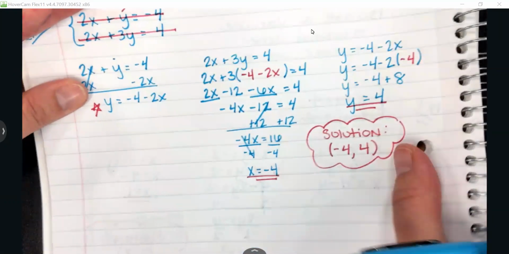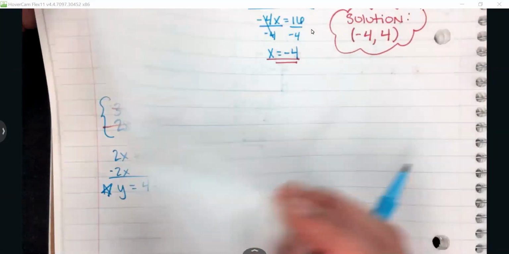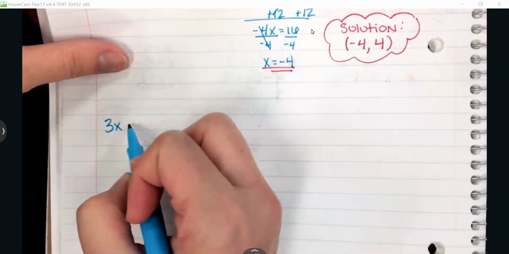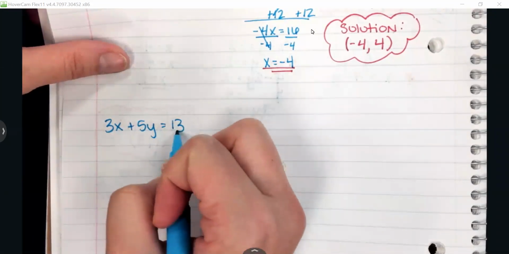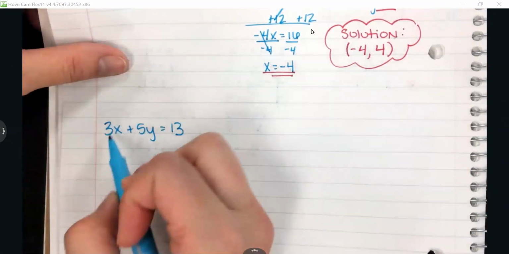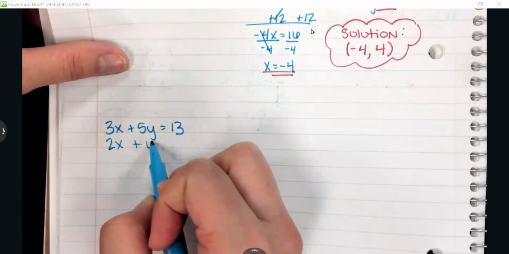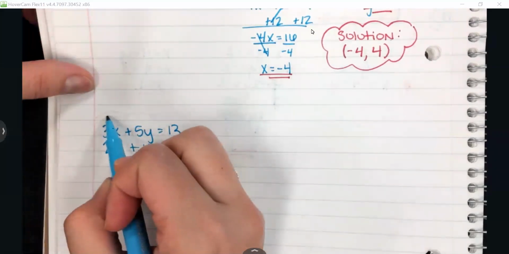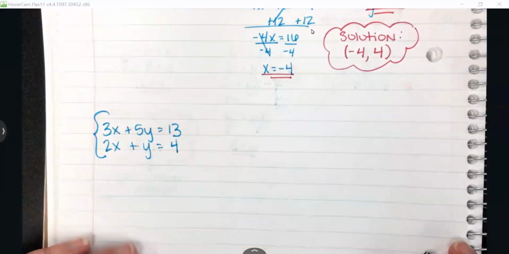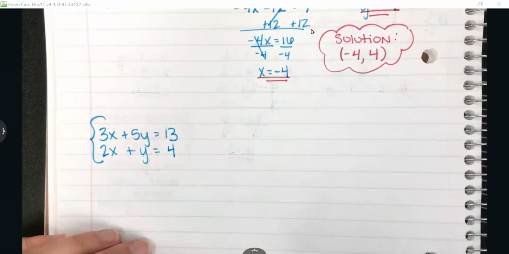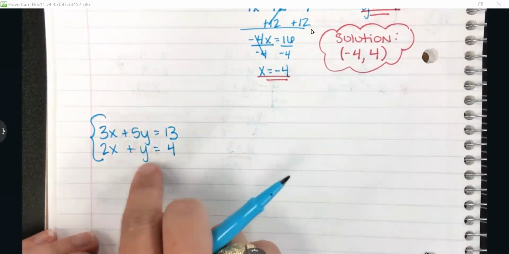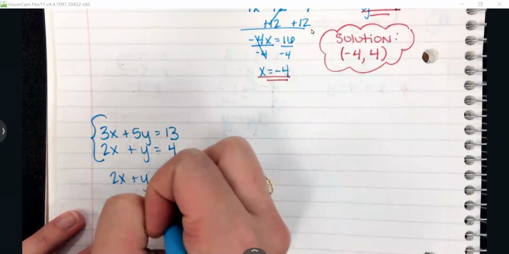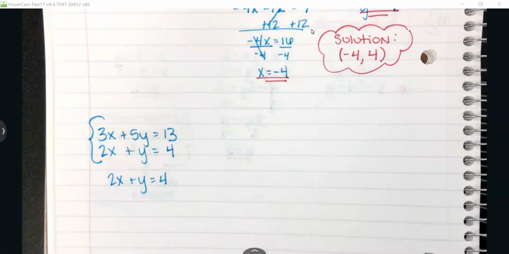Okay? Here's the problem I want you to try on your own. 3x plus 5y equals 13. 2x plus y equals 4. Which equation's the easier one to start with? The bottom. It has y by itself, so that's what I'm going to get you started on. I want you to find your star equation.